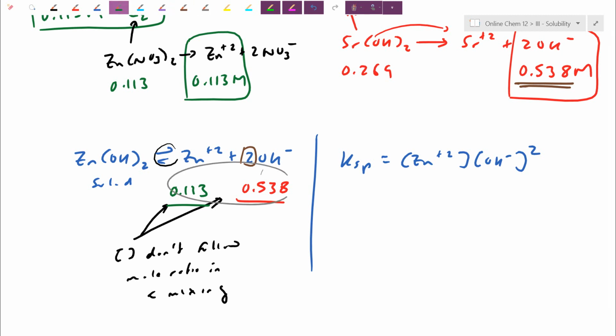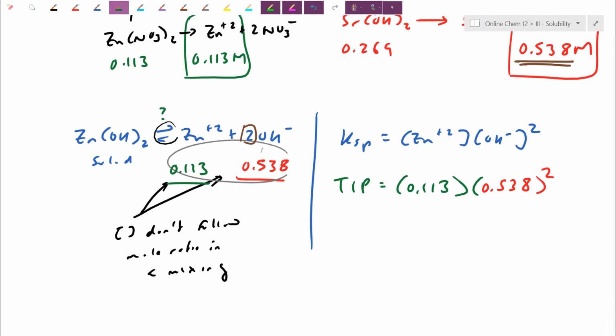I'm just going to change it up a little bit here because I'm not sure whether my amounts are actually high enough. I don't know whether I'm actually at equilibrium. I'm just going to call this TIP, or you can call it Q if you like. Well, TIP is given by the zinc right now. The zinc is 0.113. The hydroxide amount is 0.538. Even though I did not need to worry about that 2 in terms of the dissociation, I do, yes, need to square it because that's the Keq expression. So I just multiply those out here, and I figure out my trial value. How are my ion concentrations looking right now? So 0.113 times 0.538 squared, I'm getting a TIP value of 0.033.